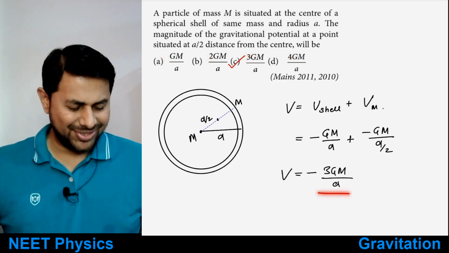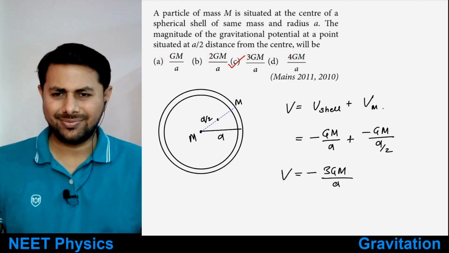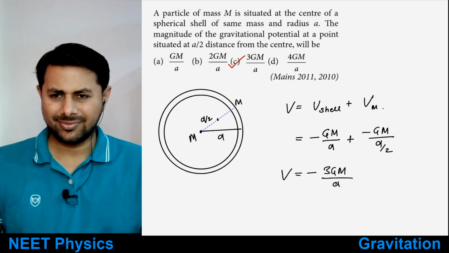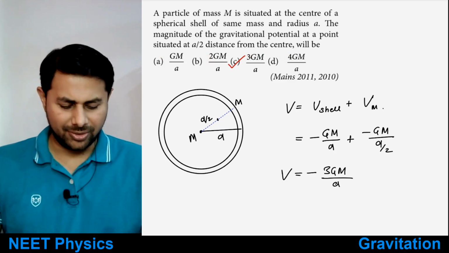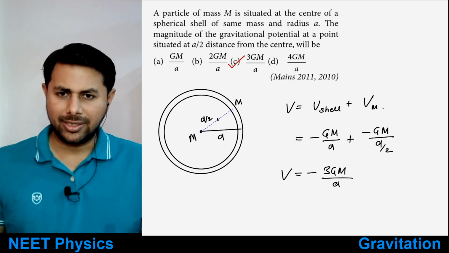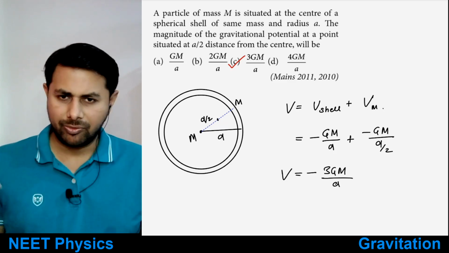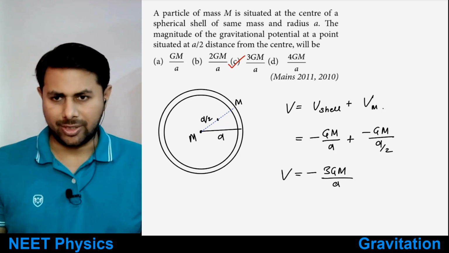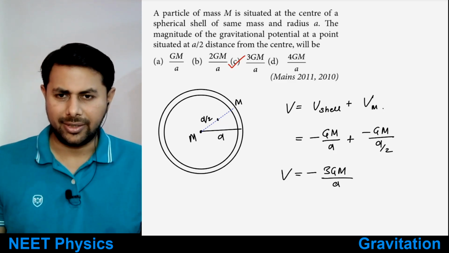right? So this thing is clear, everyone? Okay, good. So if there is 3GM over a and minus 3GM over a, then which option will you choose? Negative one, right?